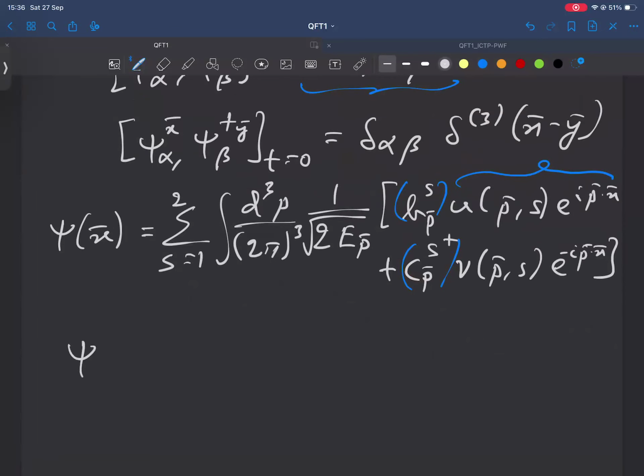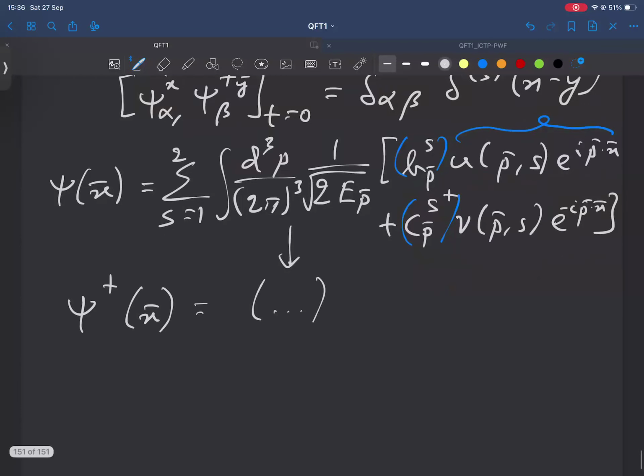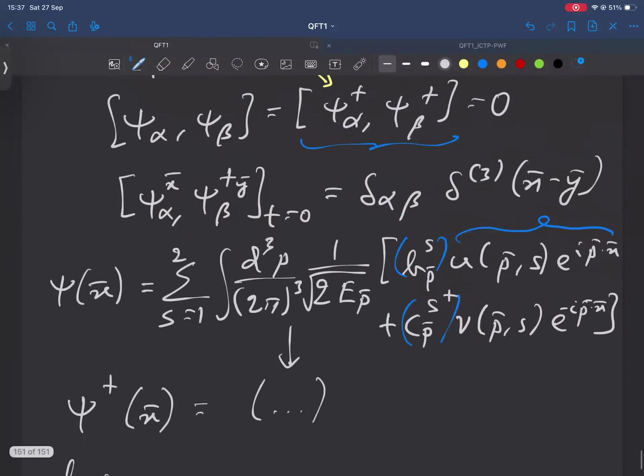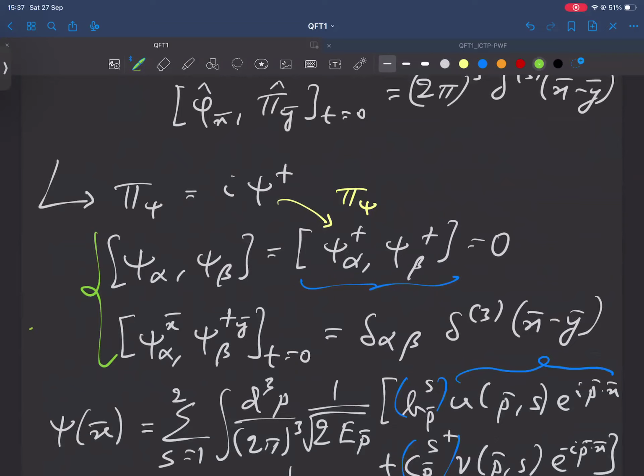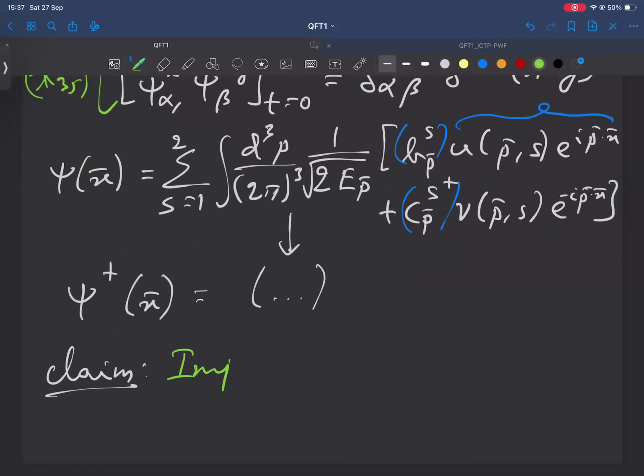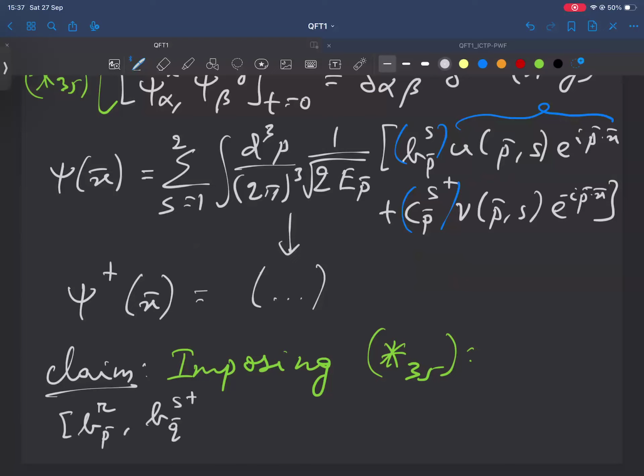And similarly, you can write down psi dagger for the momentum, an expression like this, just taking the dagger of this. And now the claim is that if you impose these relations, let's call this star 35. So imposing star 35, or the equal time commutator relations, that gives you these relations between the ladder operators. Okay, B P R B Q S dagger.